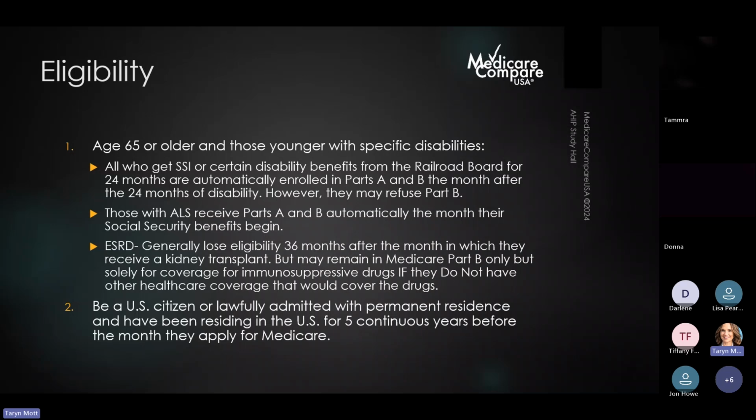And I thought it was pretty informative to say that in month 37 you're going to lose coverage, but you can keep Part B so you can continue those immunosuppressive drugs. You must be a U.S. citizen or lawfully admitted with permanent residence and have been residing in the U.S. for 5 continuous years before the month they apply for Medicare. The question isn't worded exactly like that, but what you do need to know is that you must be a U.S. citizen or lawfully admitted 5 continuous years. That will get you through the question.